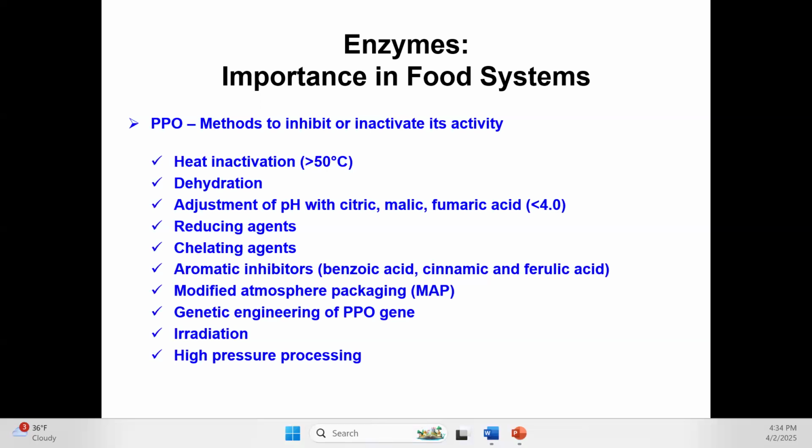Reducing the pH, adding a reducing agent, chelating agent, because oxidation reaction requires metal. So if you add chelating agent, you slow down the reaction. And then you add aromatic inhibitors so that the enzyme will react with the inhibitor instead of reacting with the actual substrate. Or you can modify the atmosphere in your package, removing air, putting argon, for example.